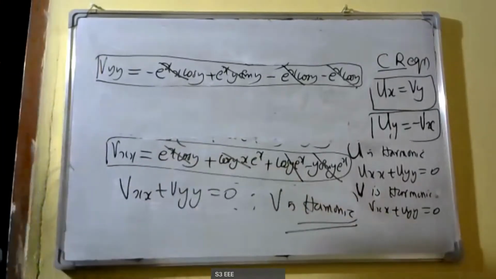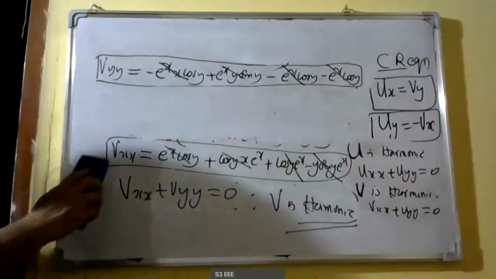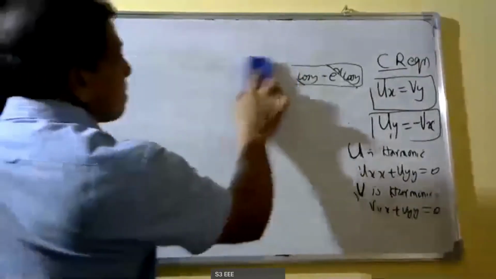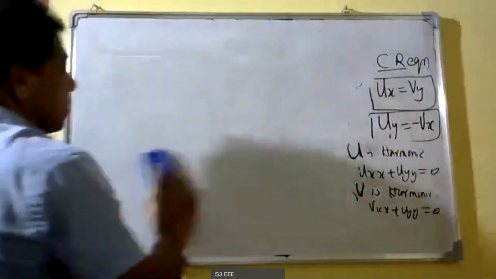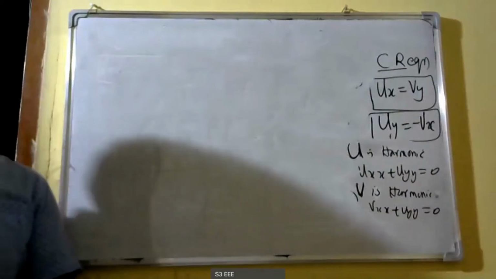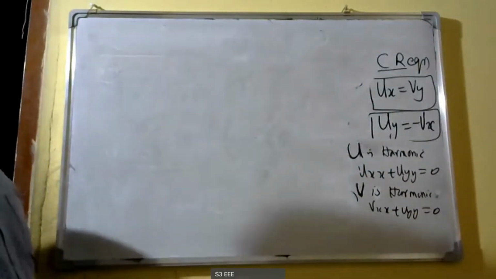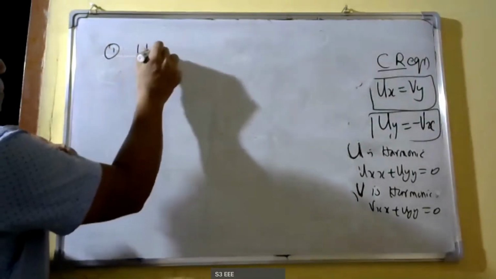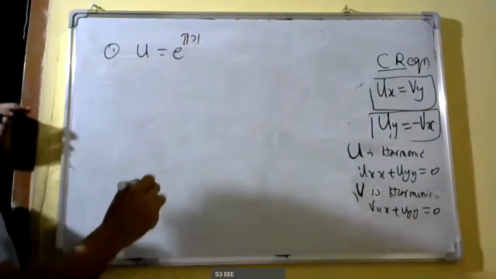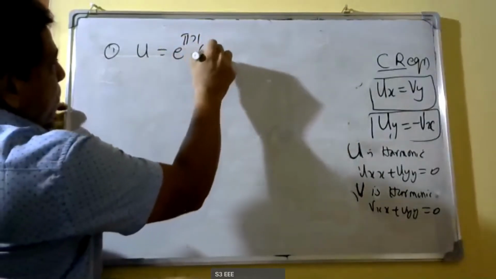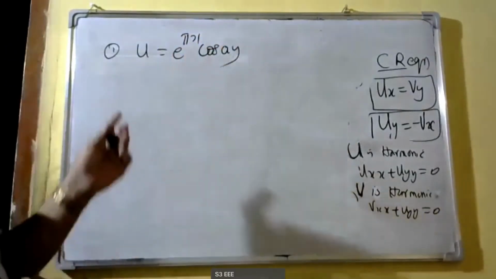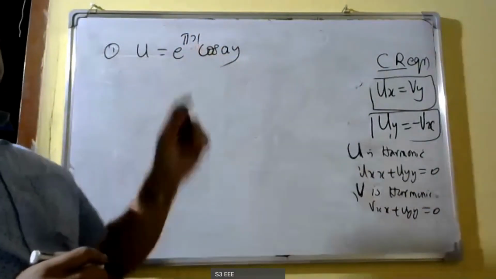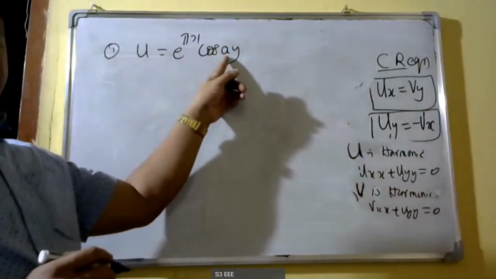Okay, we can do another problem. Another problem says: find the constants a and b so that the given function is harmonic. u is equal to e raised to pi x cos ay. Here we have to find the value of the constant a.